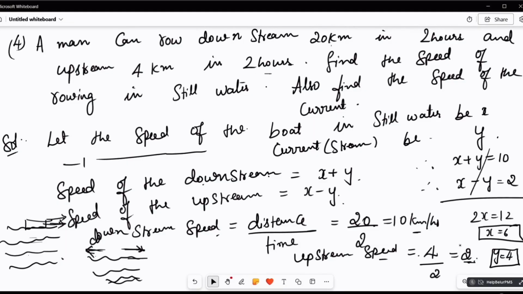Then the speed will differ by this much. Understood now? So speed of downstream, we can take it as x plus y, speed of the boat plus speed of the river. So that is equal to 10 kilometers per hour. Then speed of the upstream is what? Boat speed minus the river speed. That is x minus y. So that is equal to 2. So simplify, you will get x is 6, y is equal to 4.